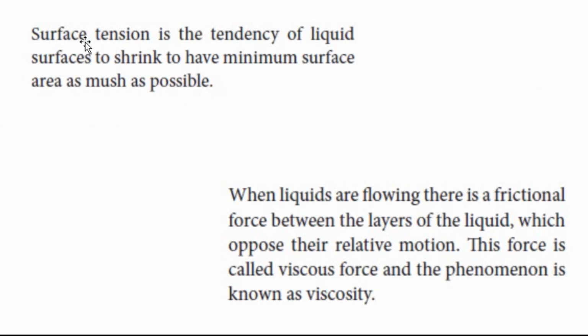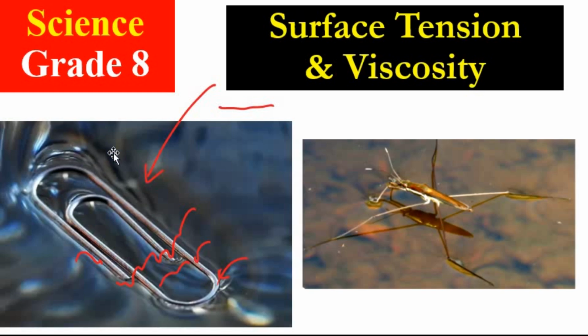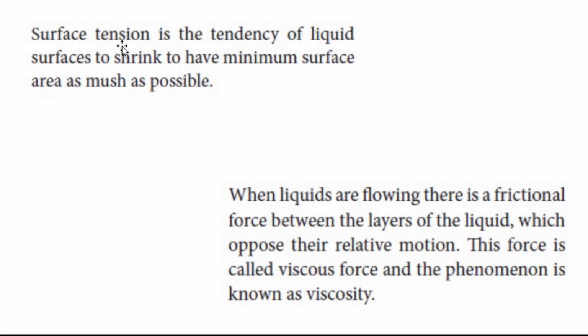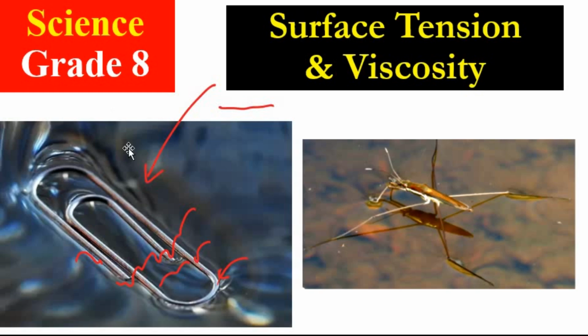Basically, surface tension is the tendency of a liquid surface to shrink. See, this is the shrinking feature. And why is this happening? They shrink so as to have a minimum surface area as much as possible. Isn't it interesting? So surface tension is basically the tendency of the liquid to shrink so as to have a minimum surface area.